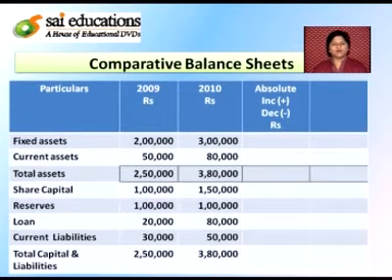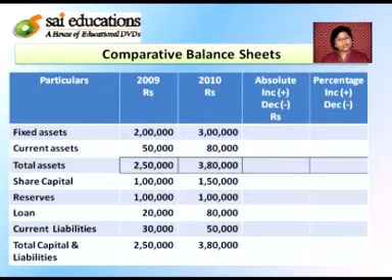In the fourth column we will be writing the absolute increase or decrease, and then the same figures will be written in percentages form. So let us start preparing the comparative balance sheet. First of all, we have asset side.